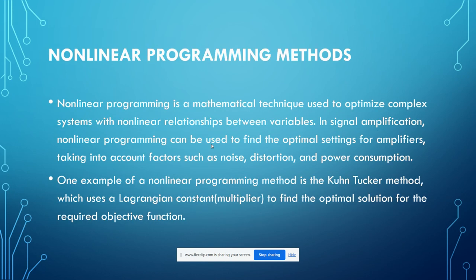Nonlinear programming is a type of programming in which the objective functions contain nonlinear elements like nonlinear variables x square, quadratic equations, or two variables, multiple variables, etc. So we have to take into account conditions or constraints such as noise, distortion, or power for solving nonlinear programming in signal amplification.